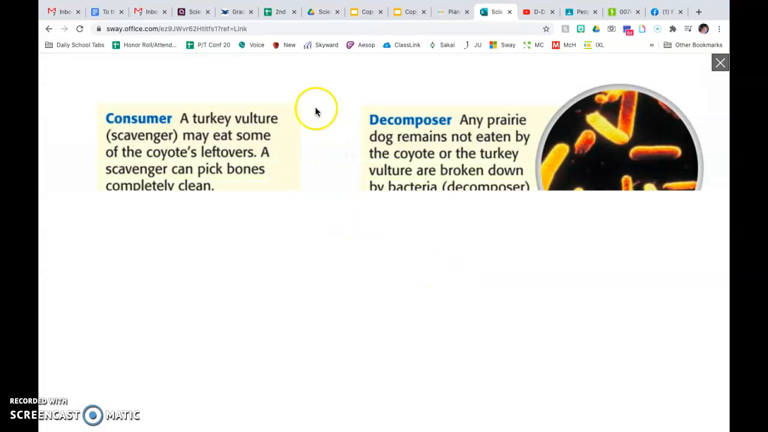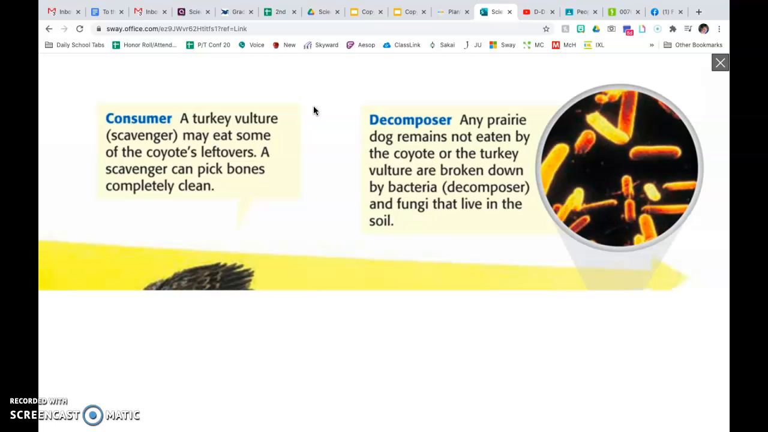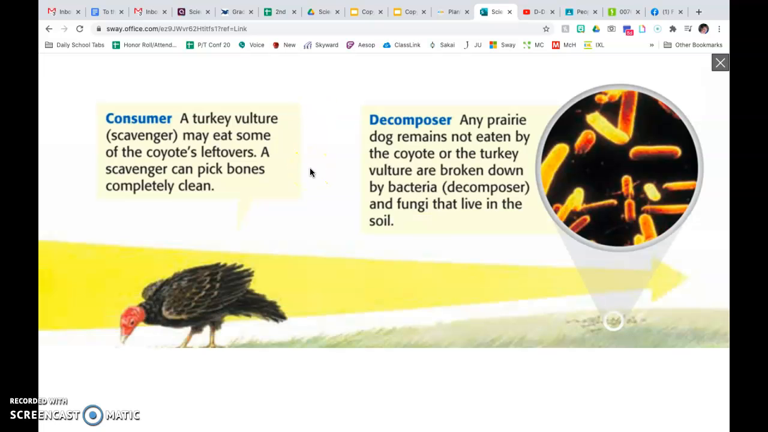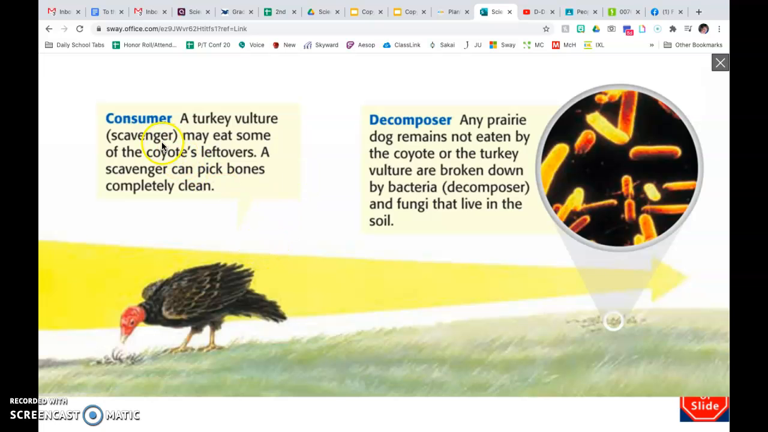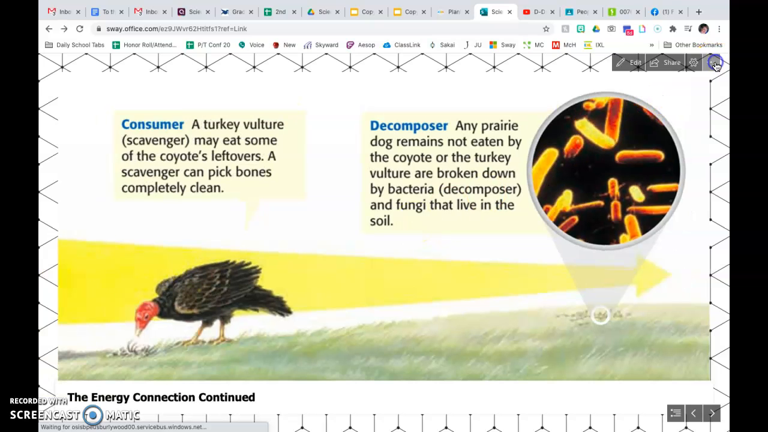And then continuing on with that, we have within this same ecosystem, a turkey vulture, which is a scavenger. He's the consumer. He may eat some of the dead coyote's leftovers, and a scavenger literally picks the bones clean. And then finally, we have decomposers. Any prairie dog remains not eaten by the coyote or by the turkey vulture are broken down by bacteria, which are decomposers, and also fungi that live in the soil. So you can see everything plays its part.